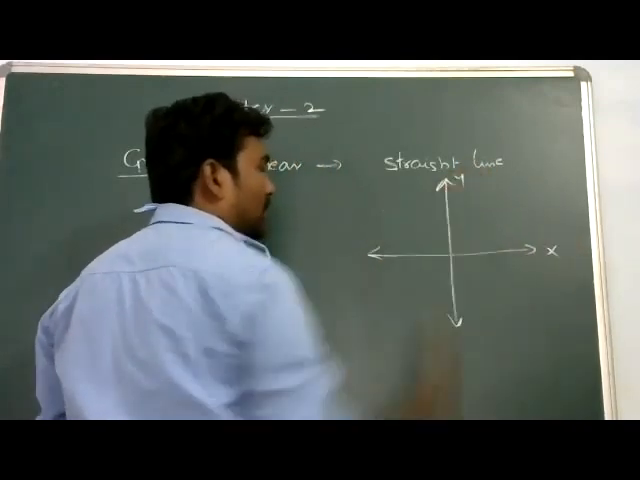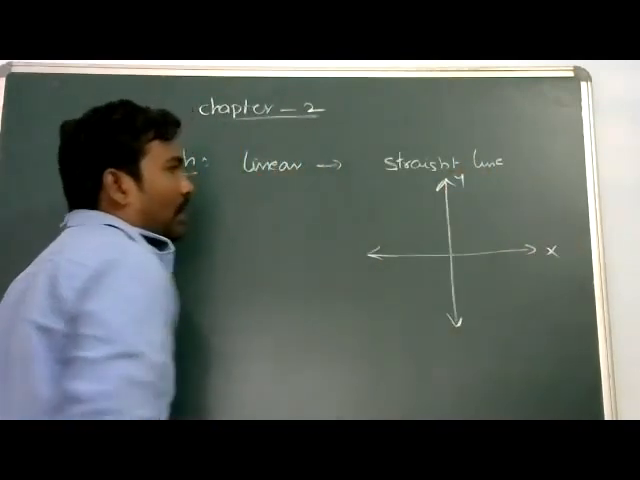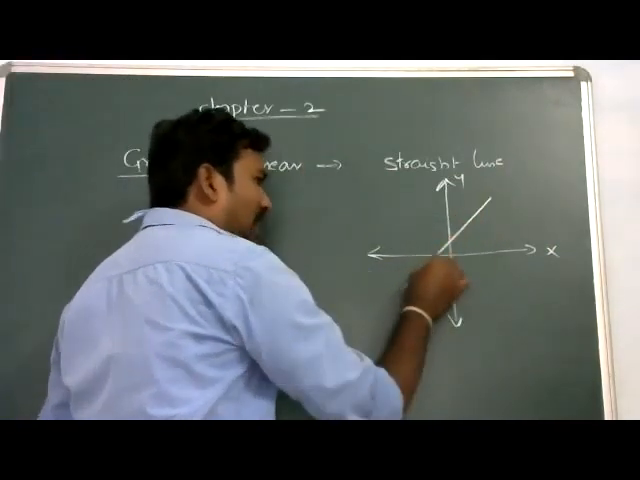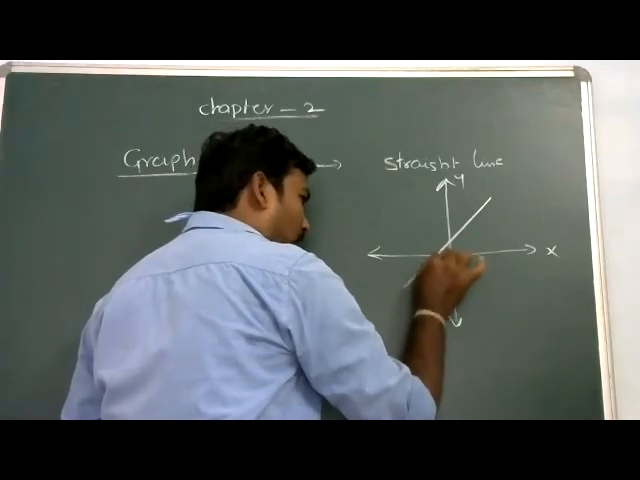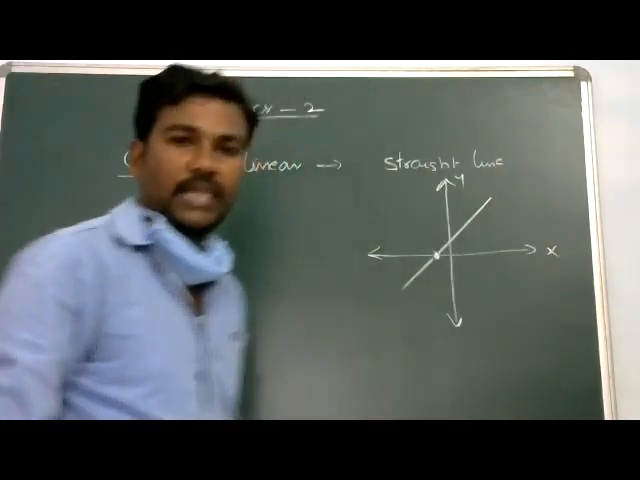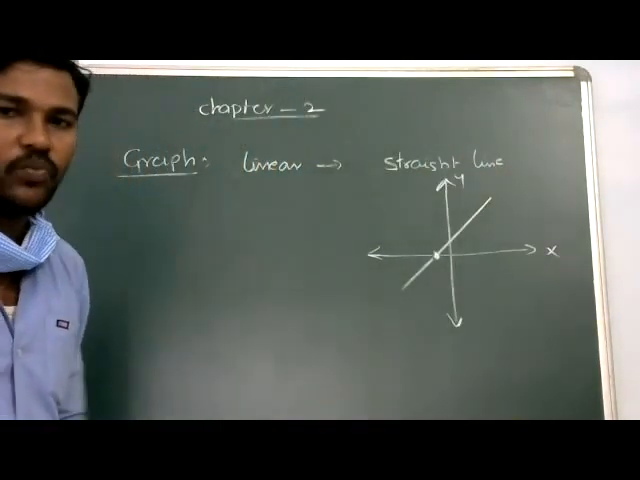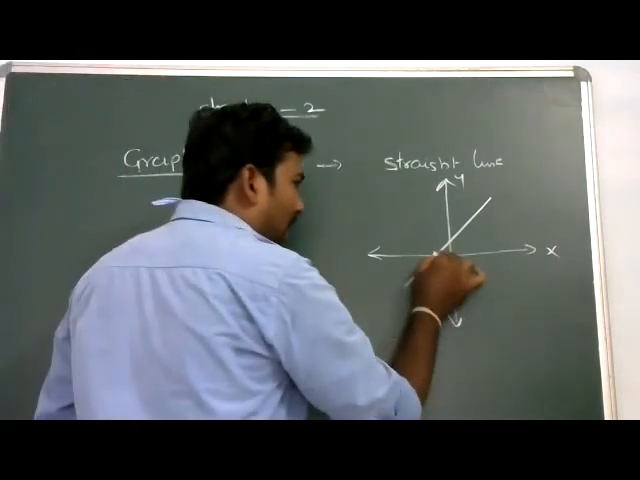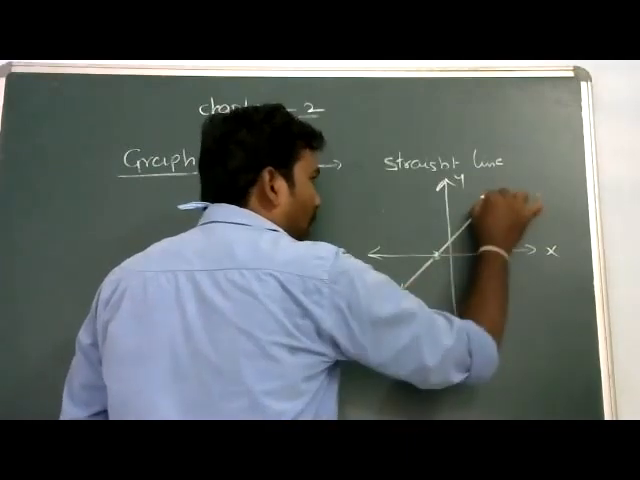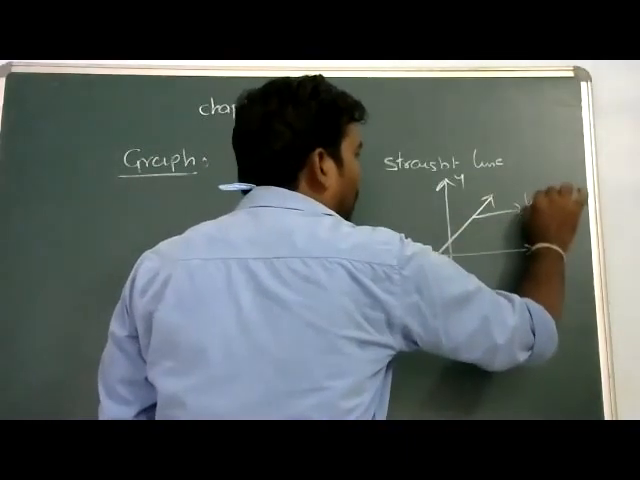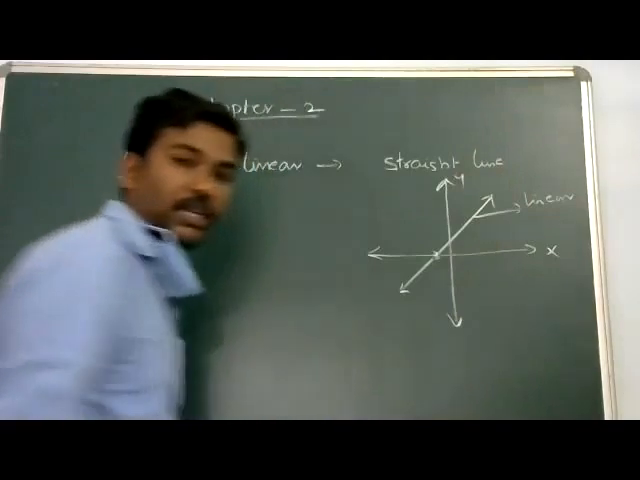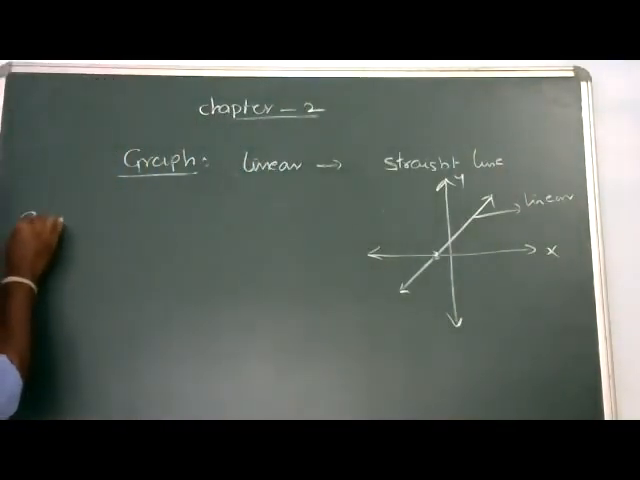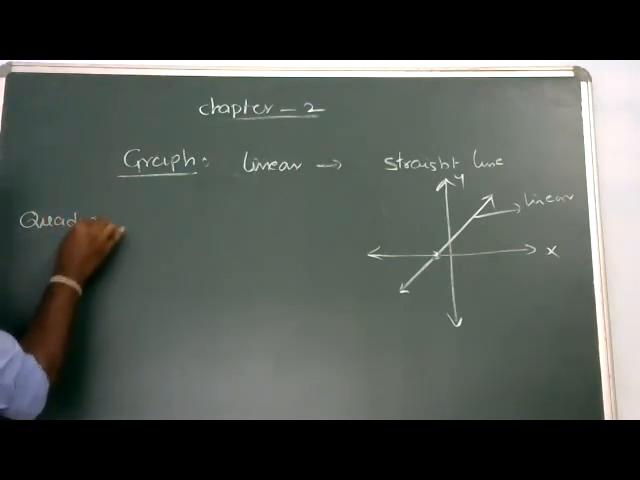The graph of the linear polynomial should intersect the x axis at only one point, whatever it may be. The graph of a linear polynomial intersects the x axis at one point only. Then only it is a linear polynomial. Is it clear, students? Then comes the quadratic polynomial.